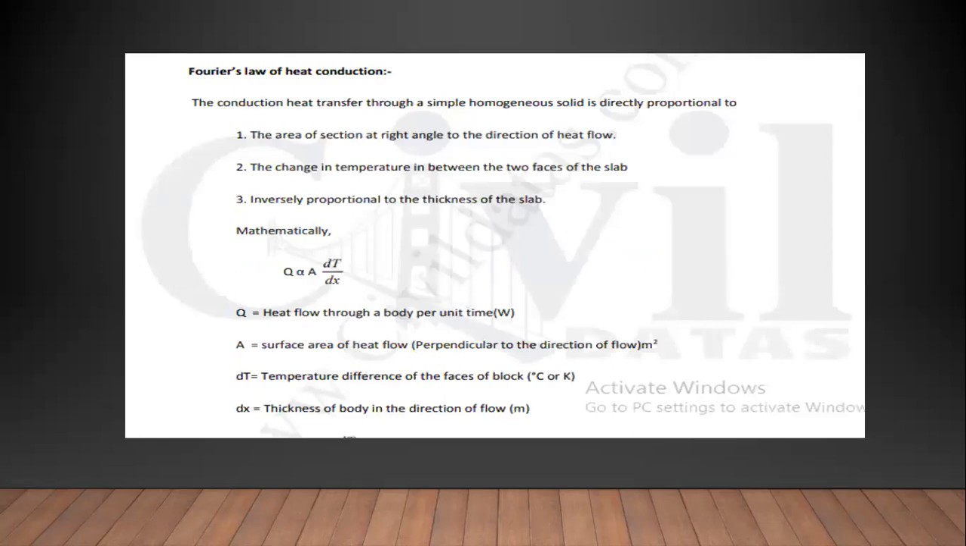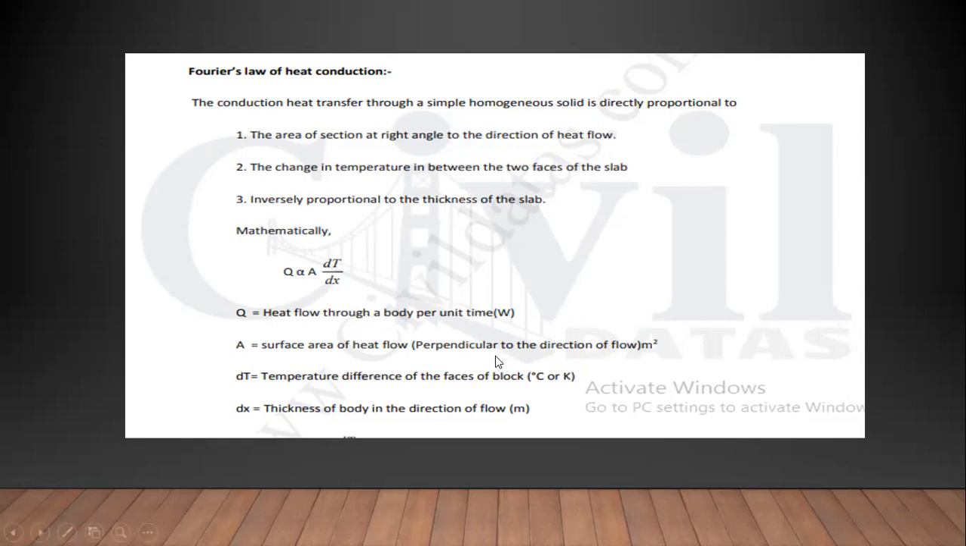To understand what conduction is, let us look at the derived equation, Fourier's law of heat conduction. What exactly does it mean? For conductive heat transfer through a simple homogeneous solid body, the heat flow is directly proportional to the cross-sectional area with respect to the direction of heat flow, and to the change in temperature between the two faces of the object, and inversely proportional to the thickness of the slab.